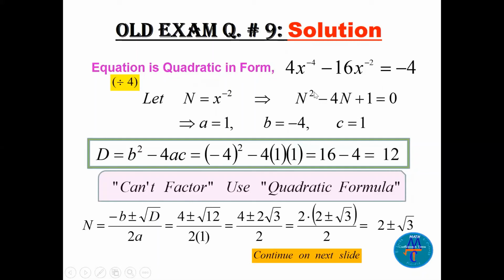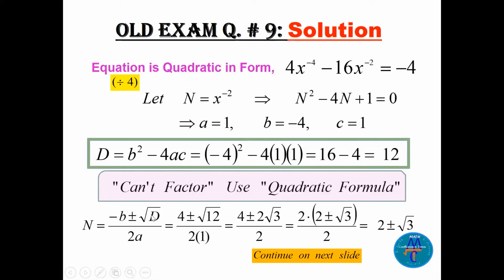Now look at the equation. This is quadratic in n. So a is 1, b is minus 4, c is 1. We cannot factor it. See the problem here? This is a quadratic equation, n squared minus 4n plus 1. We cannot factor it, so we find small a, small b, small c, and then we find the discriminant. If you cannot factor, use the quadratic formula. You know, the discriminant is b squared minus 4ac. That's so easy. It will be 12.